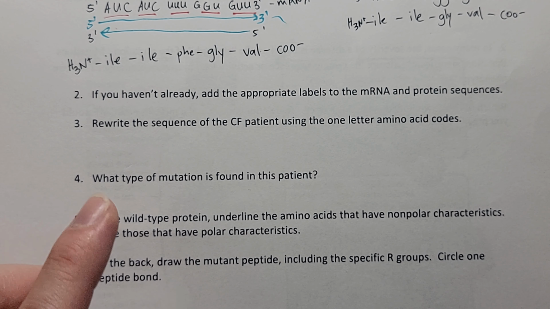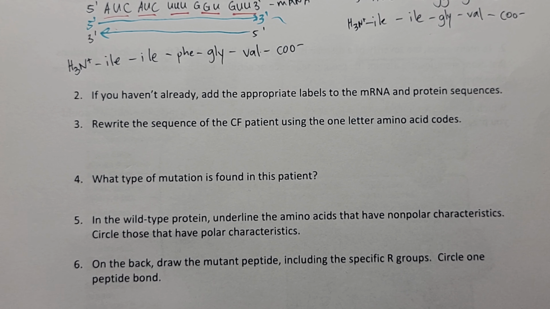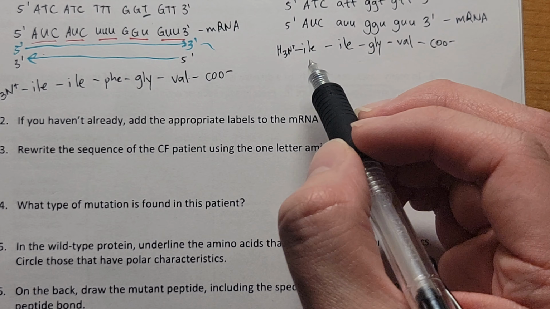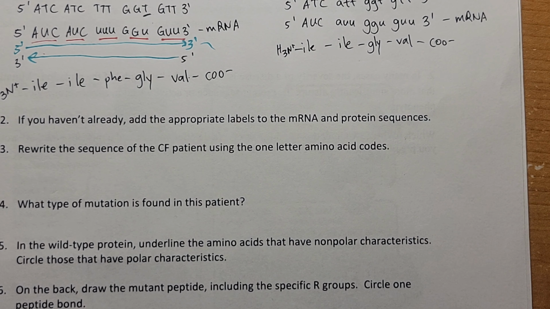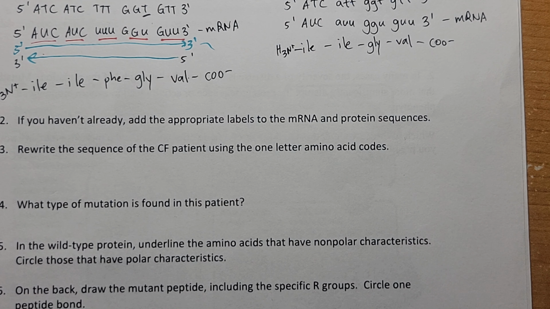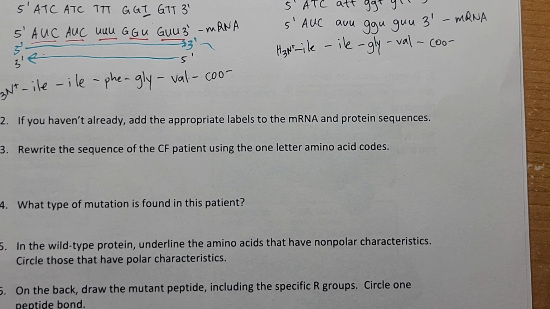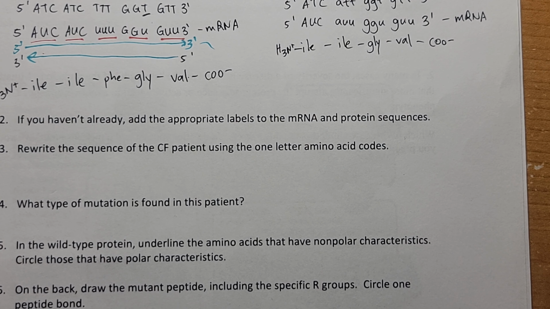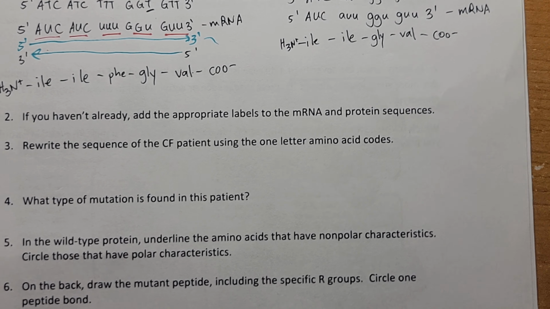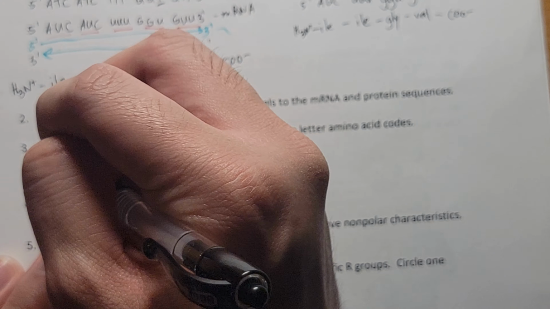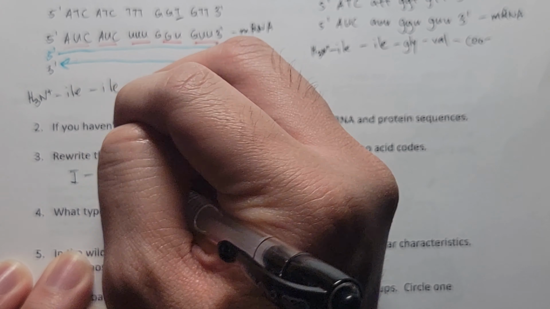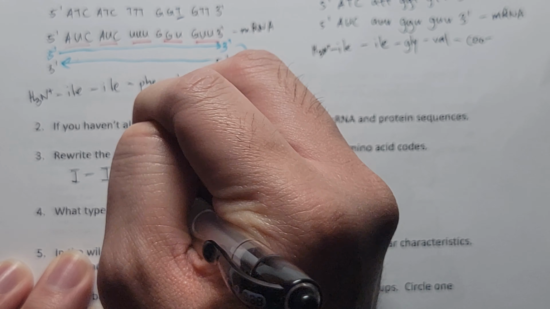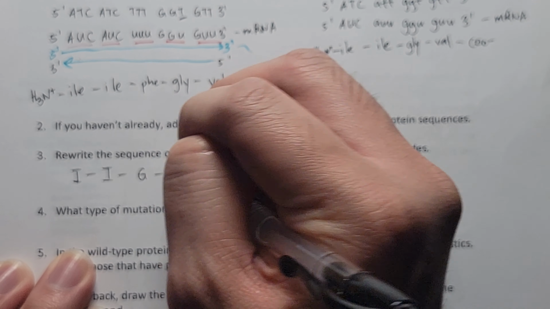Alright, number 3. It literally just says rewrite this sequence over here, but instead of using ILE for the name of the amino acid, we're going to use the 1-letter code. So what is the 1-letter code of isoleucine? It is the letter I. And then for glycine it is G. And then valine is V.